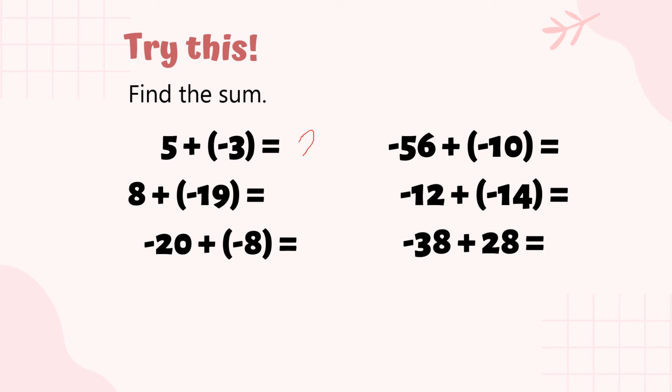Okay, correct. The result is +2. Since they have different signs, so we proceed to subtraction. Mas mataas po si 5, positive po si 5. That's why ang result natin is +2.